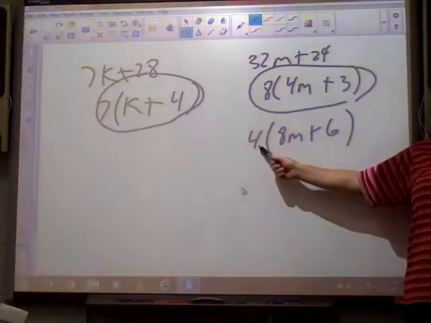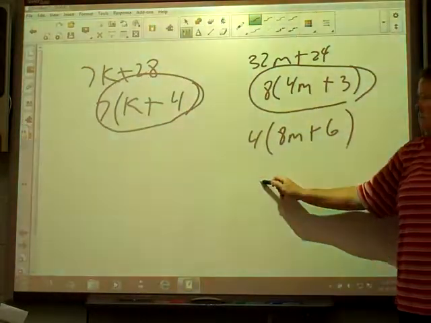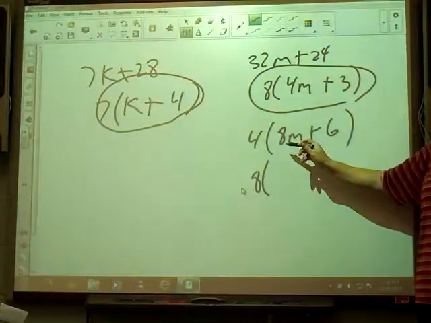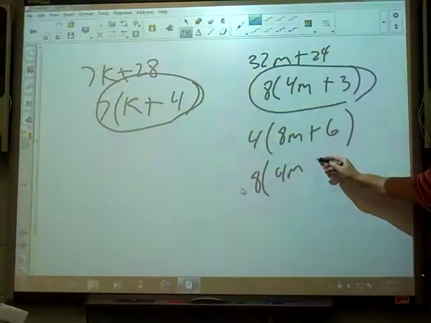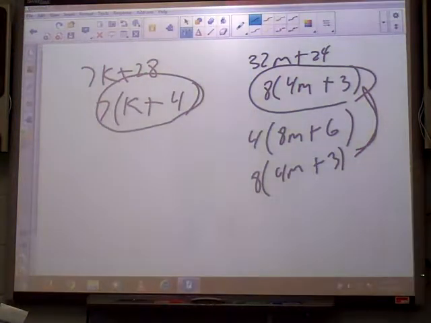There's already a 4 out there, and I'm taking another 2. What's 4 times 2? 8. And then 8 divided by 2, and 6 divided by 2. So you get the same answer. You just would have had one more step to go if you hadn't taken the biggest one out first, which is why I take the GCF, the greatest.